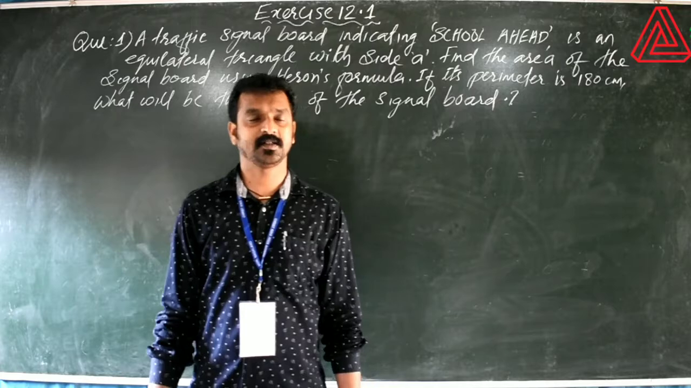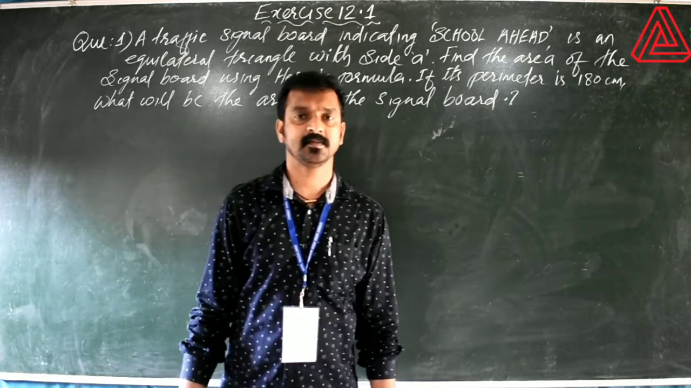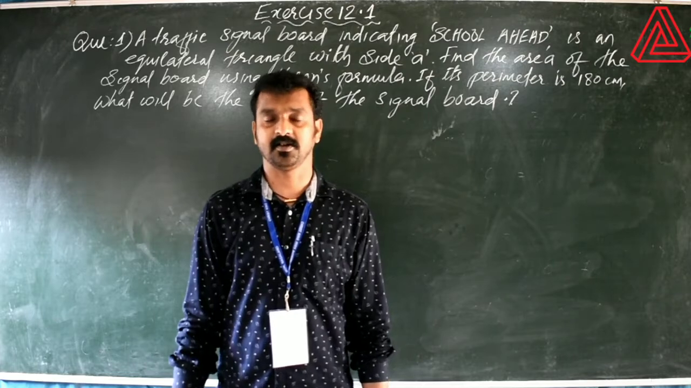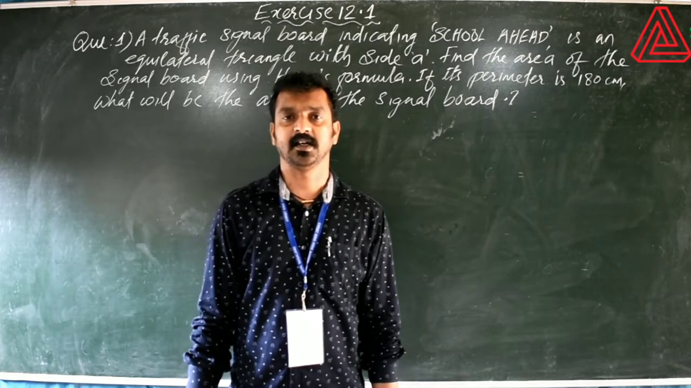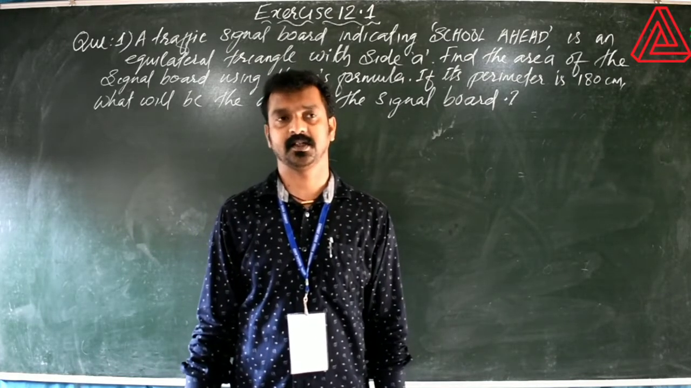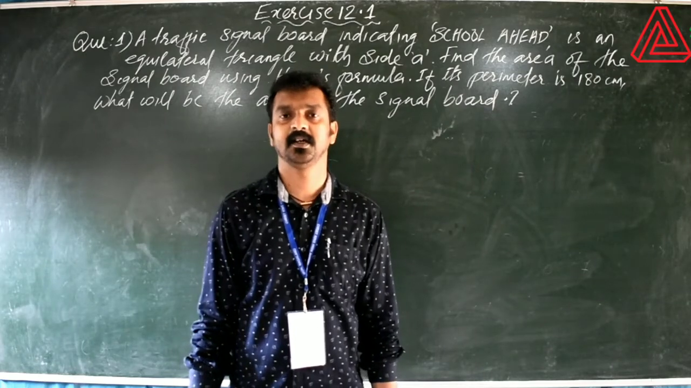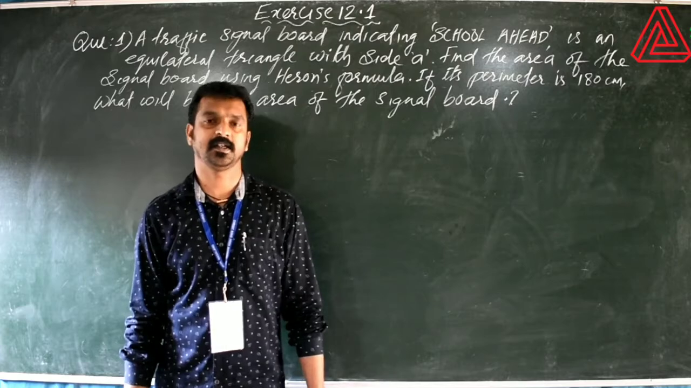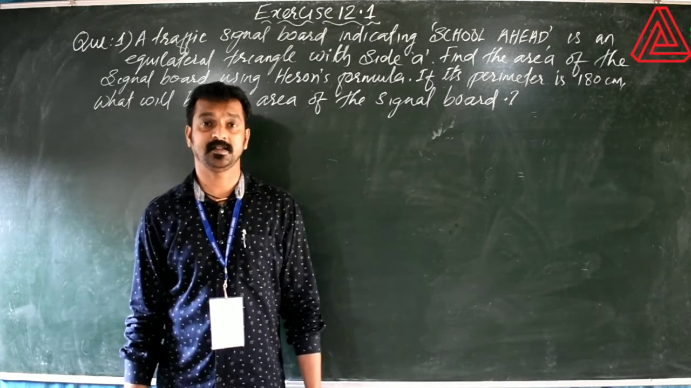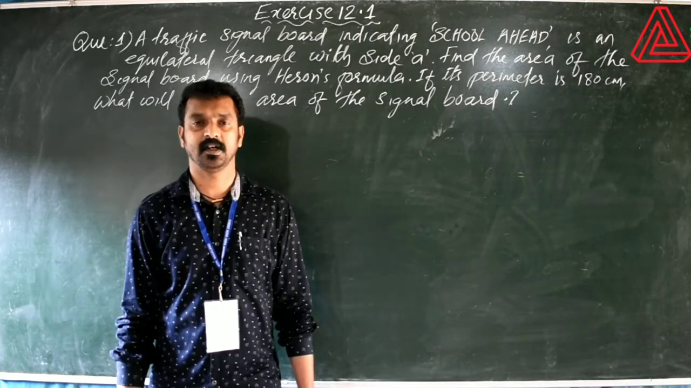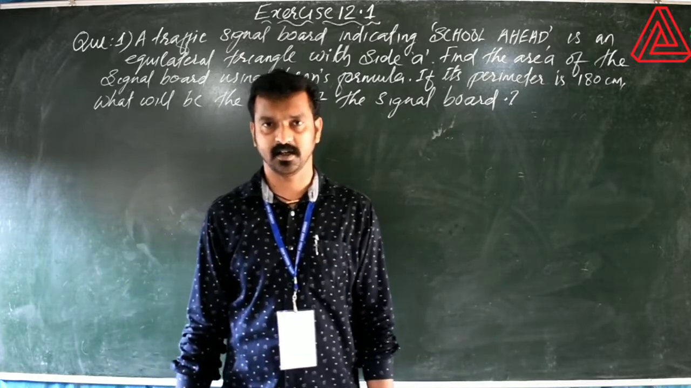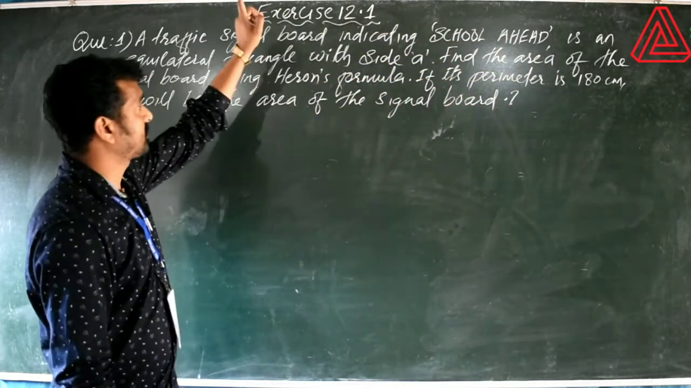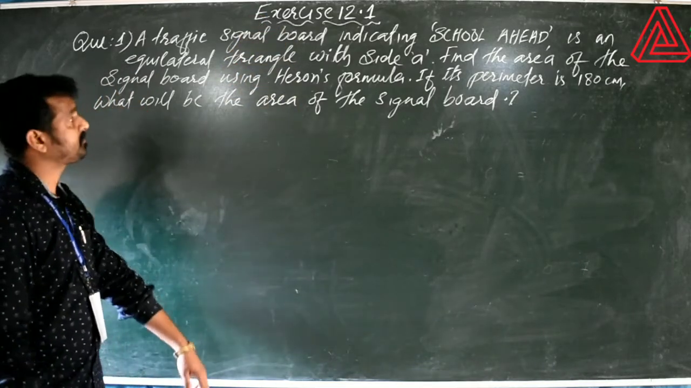What is Heron's formula? The area of a triangle is equal to the square root of s into (s minus a) into (s minus b) into (s minus c), where a, b and c are the sides of the triangle, and s is the semi-perimeter. s is equal to (a plus b plus c) divided by 2. Okay, now we will start exercise 12.1.